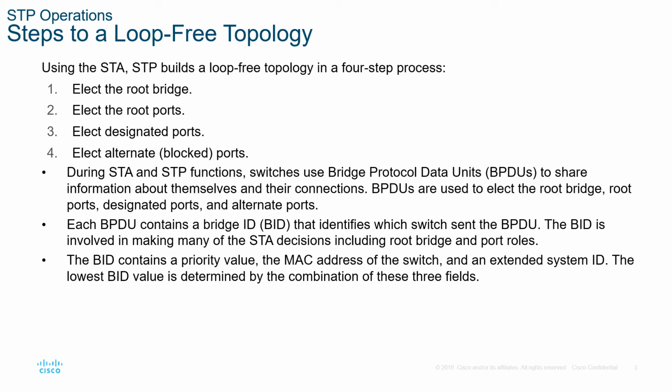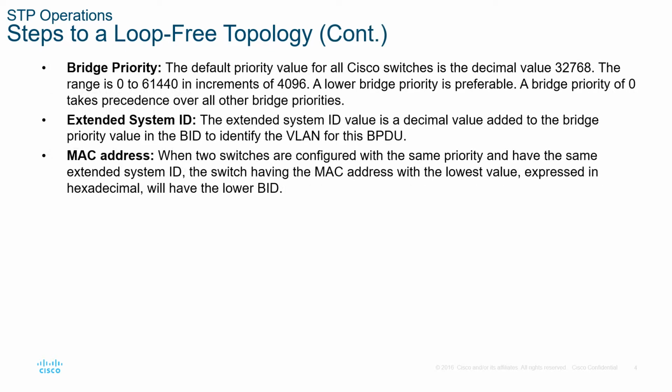The bridge ID usually contains a priority value, where the default is 32768, the MAC address of the switch, and the extended system ID, which by default is VLAN 1. The lowest bridge ID value is determined by the combination of these three fields. Again, the bridge priority default is 32768. It can be set from 0 to 61440, in increments of 4096, if you are to set it up.